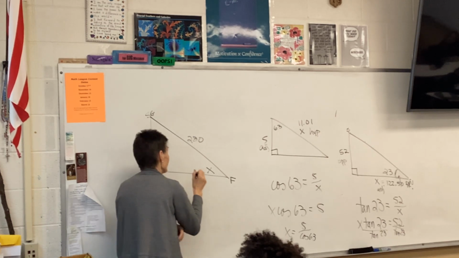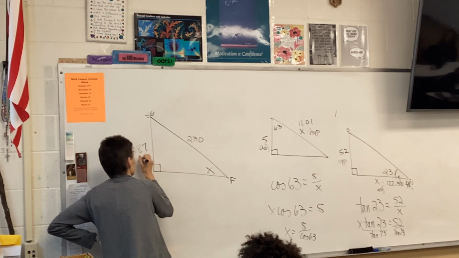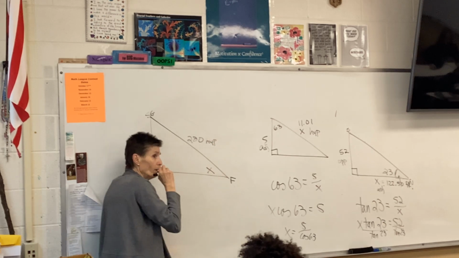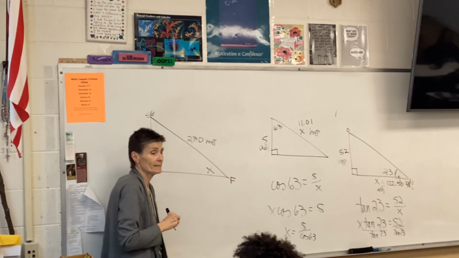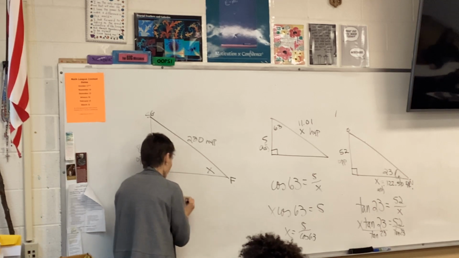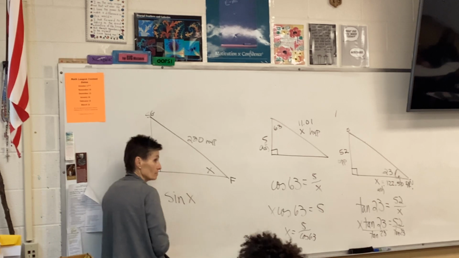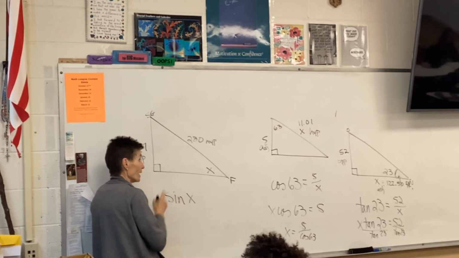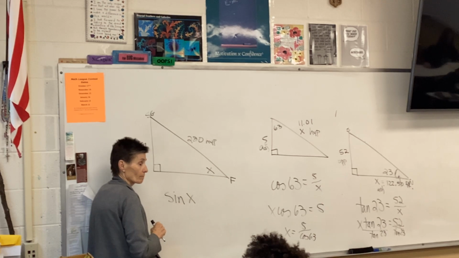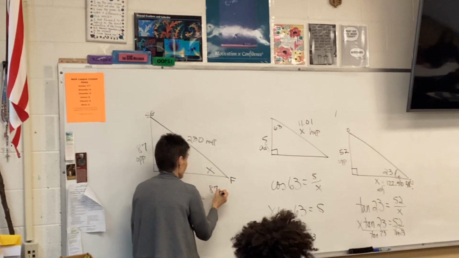All right. What sides do I have? Opposite and hypotenuse. So what function do I need? Sine. And what always goes with the sine? The angle. I called it x. You could call it theta if you want. Sine equals 87 over 230.